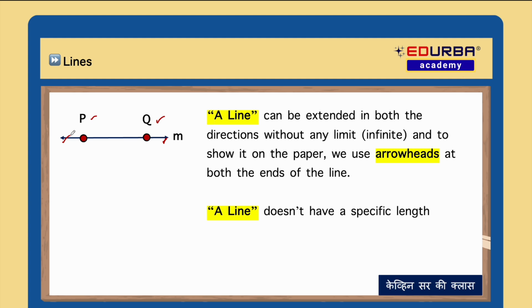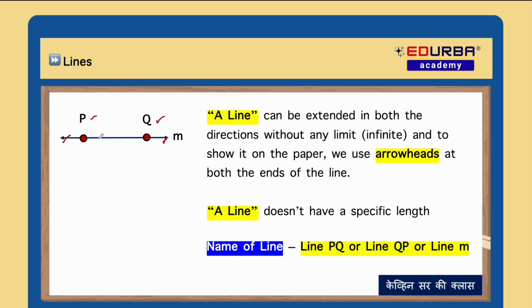Now we can name the line with the help of 2 points on the line. So in this example, the name of the line could be line PQ or line QP. We can also name it by adding a small letter of alphabet in front of line. So in this example, line PQ is also known as line M, where M is the small alphabet added in front of the line. Now that we understand the line, let's learn about line segment.